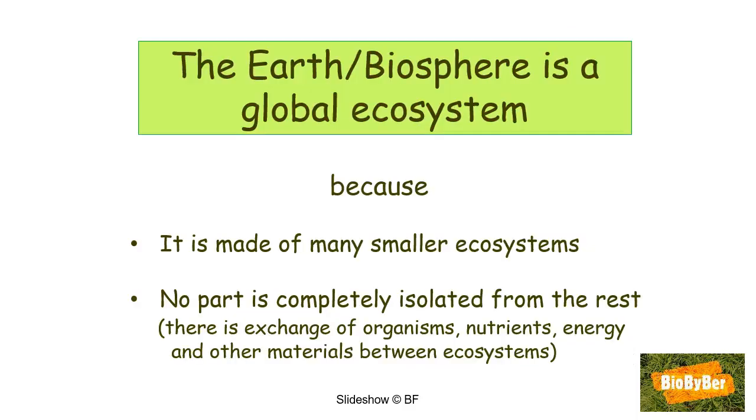When you think about it, the Earth is a global ecosystem made of many smaller ecosystems. It's rather like the universal set in maths, made up of elements. No part of the biosphere is completely isolated from the rest. There's always exchange of organisms, nutrients, energy, and other materials between ecosystems.